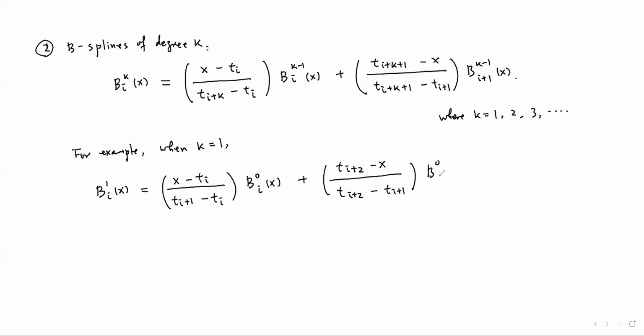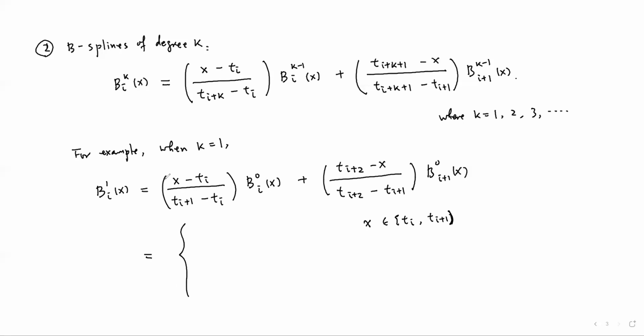K is 1, so 0, I plus... Then we can write this expression in detail. When X is in this interval, TI to TI plus 1.